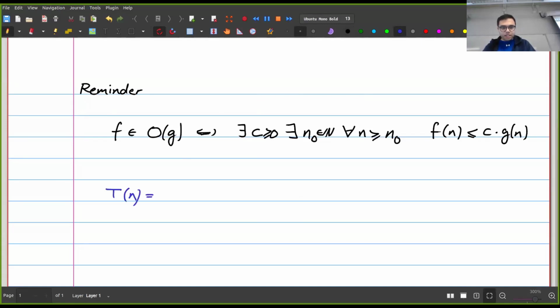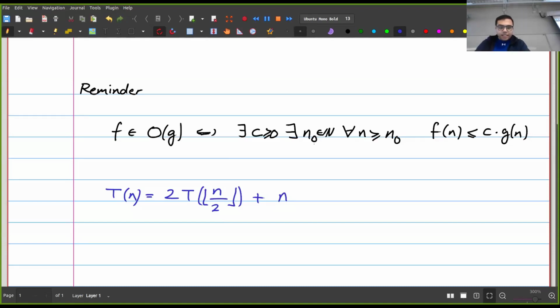T of n is 2T of n over 2 plus n. Okay. So now the very first problem we have here is what happens if n is odd? So if I want to be much more specific, I have to do something like this. I have to put a floor. I have to say it's 2T of the floor of n over 2 plus n.